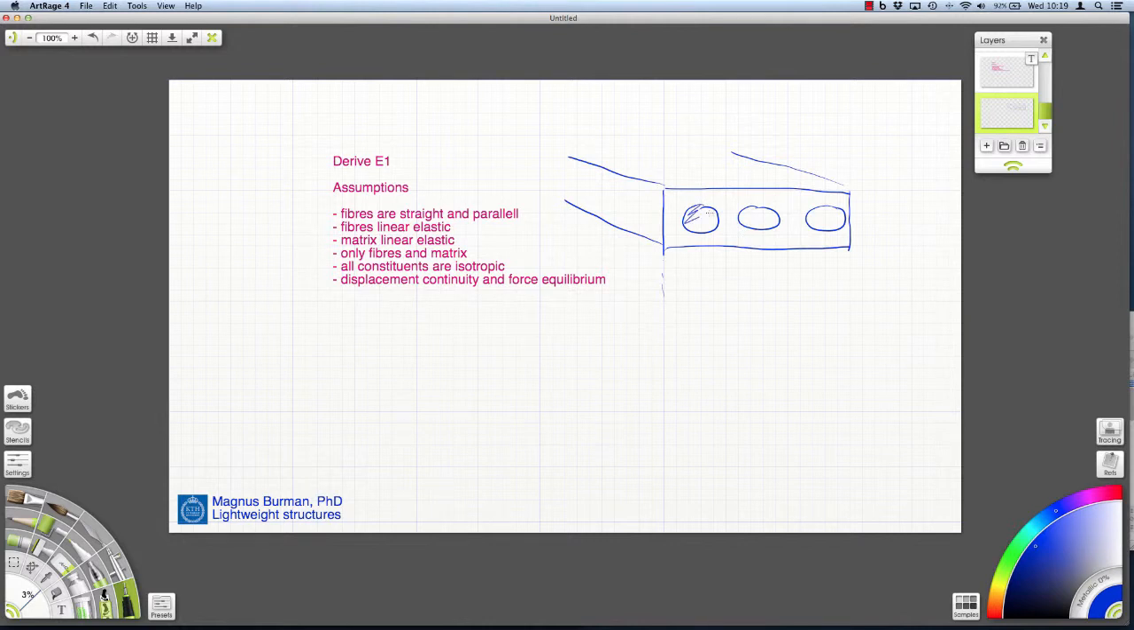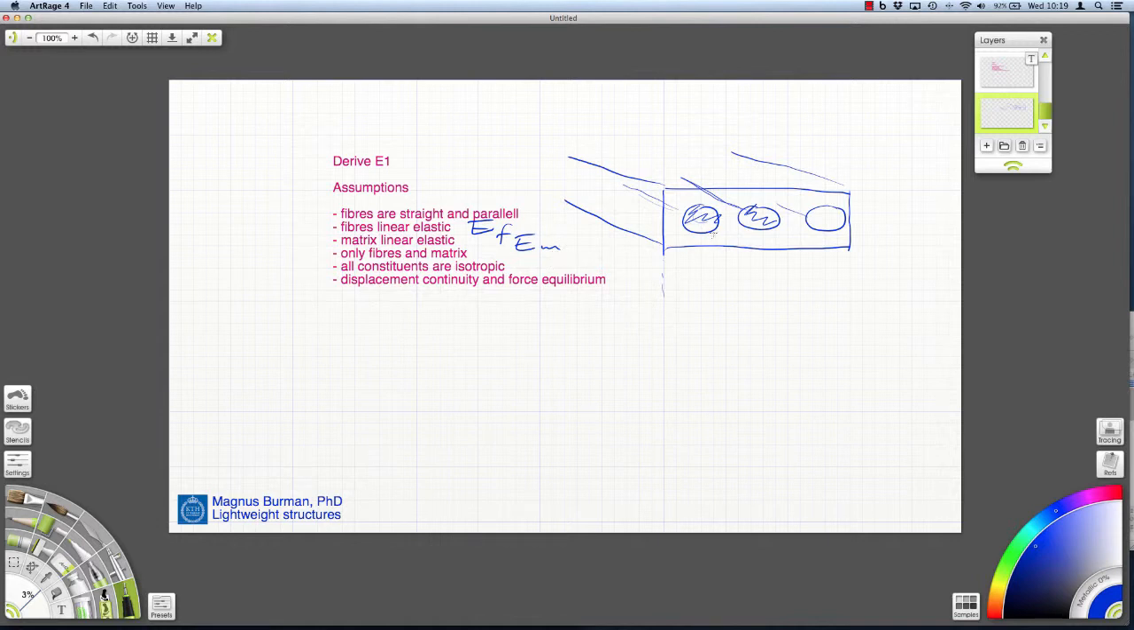So first of all, we assume that these fibers are perfectly straight and they're also perfectly parallel to each other. The fibers are linear elastic. That means they have elastic modulus EF, and the same goes for the matrix, EM.